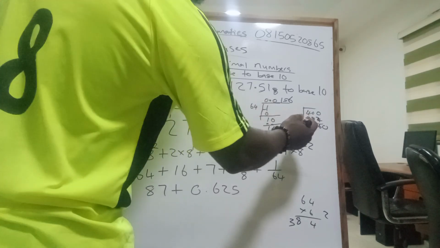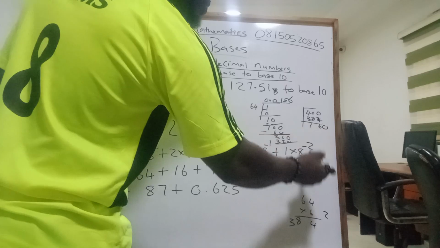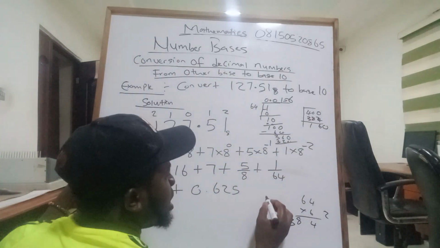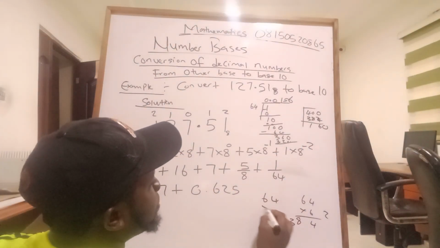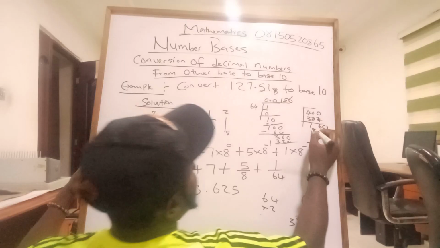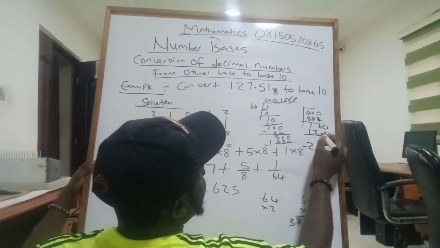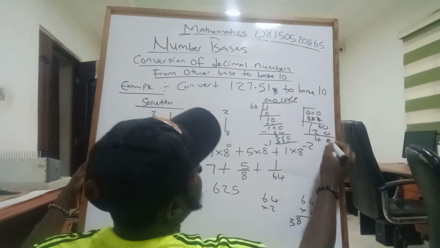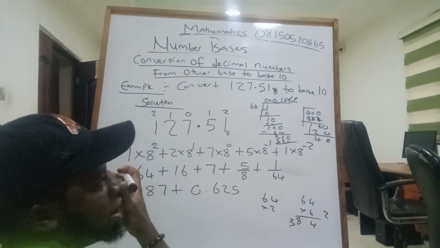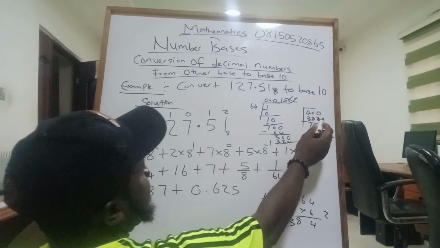So if you try 64 in this one, that will be 2. Let's try it again. 64 times 2 will give us 120. So let's have 2 here. That will give us 120 here. Subtract, we are having 40. Yes, you can see that we are back here.